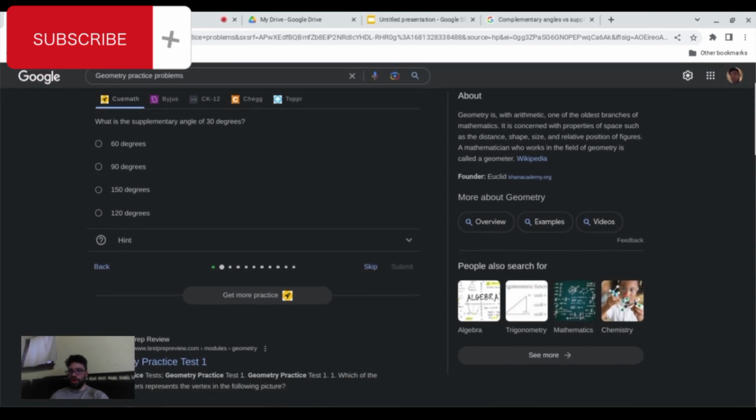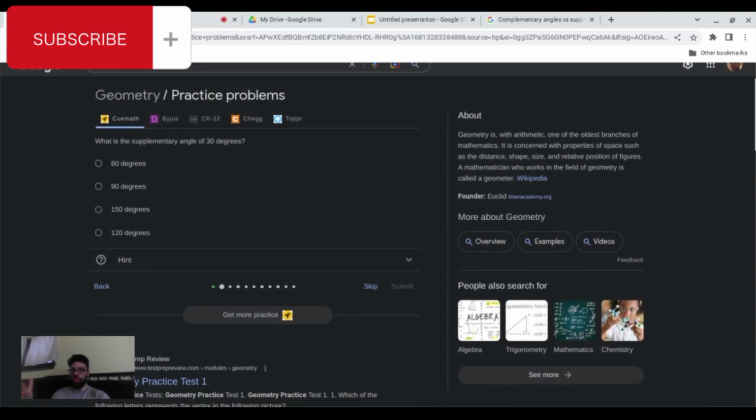What is the supplementary angle of 30 degrees? Basically, what this question is saying is, what is 180 degrees, which is exactly one straight line, because supplementary angles always add up to 180 degrees because it's a straight line. What is 180 minus 30?